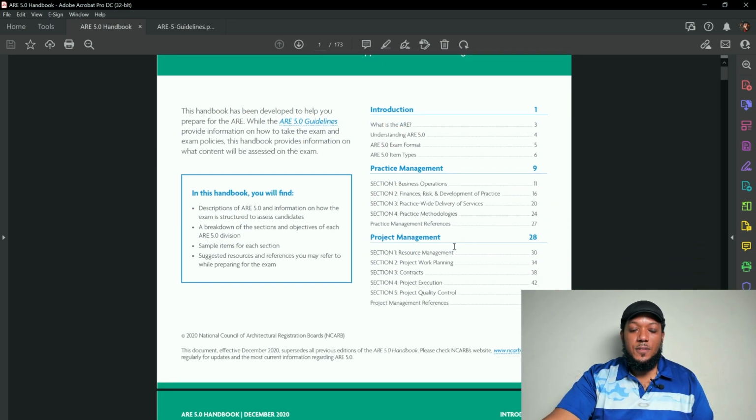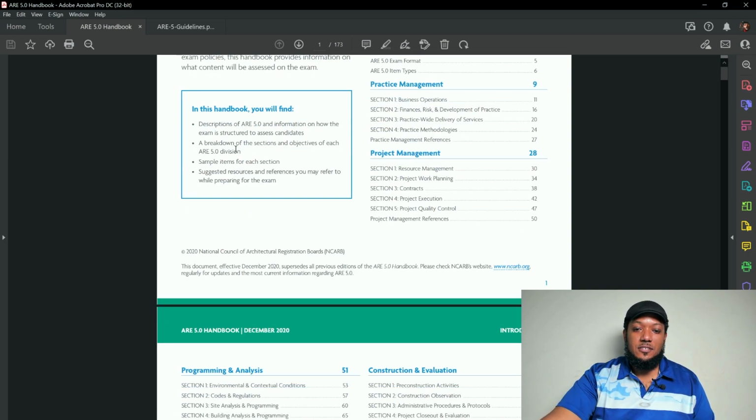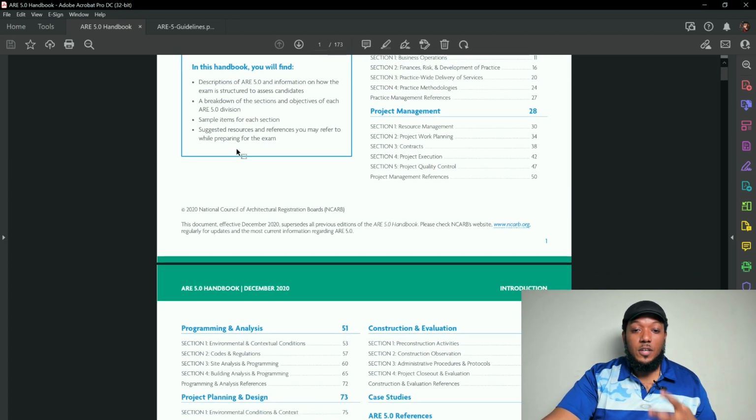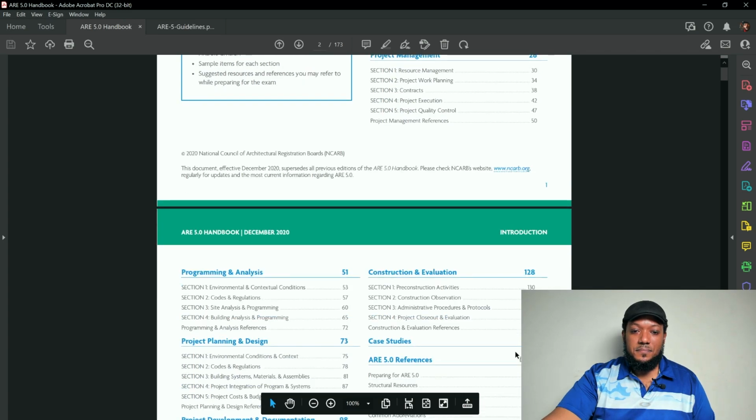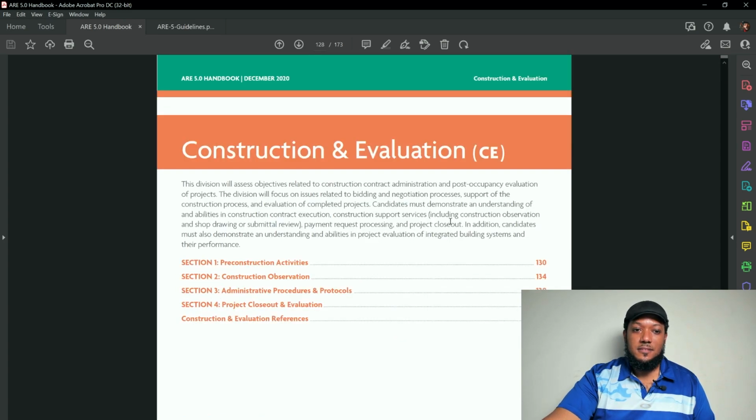I definitely will be going through them a little more in depth because I think it's useful to see what they provide as their source for passing. Let's go ahead and look at the construction evaluation. These are going to be pretty much similar through both the handbook and the guidelines until you get to the point where you're seeing practice questions. I'm not going to read these verbatim. I'm just going to talk about it in general.